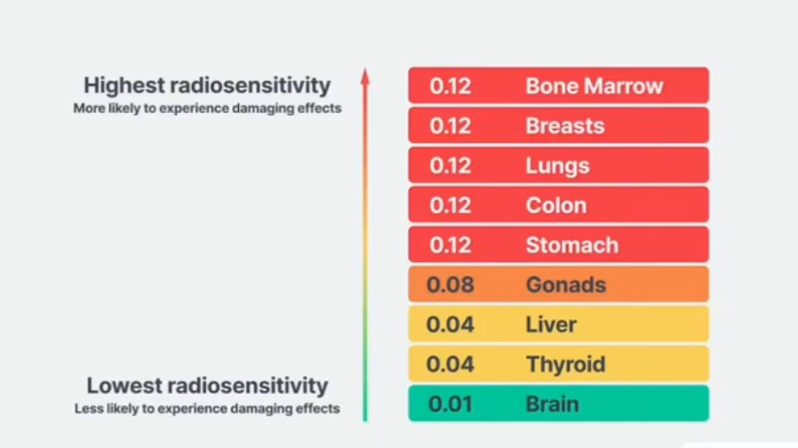In summary, a tissue with a high radiosensitivity is more likely to experience the damaging effects of radiation, like cell death or cell mutation. For these highly sensitive tissues, it doesn't take as much radiation dose for them to be harmed. The most sensitive tissues in the human body are the bone marrow, the breast, the lungs, the colon, and the stomach. A tissue with a low radiosensitivity is less likely to experience the damaging effects of radiation. For these tissues, it takes a lot more radiation dose for them to be harmed.